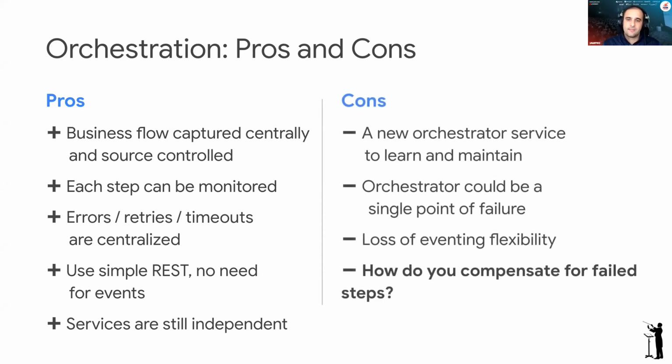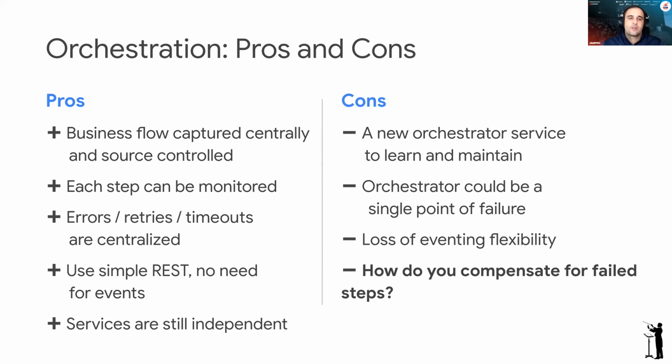On the other hand, an orchestrator is a new service that you need to learn and maintain. And we'll talk more about this later when we talk about Google Cloud Workflows. The orchestrator could be a single point of failure. So if your orchestration service fails, your whole chain fails. So you need to make sure that you're using something that's resilient and reliable.